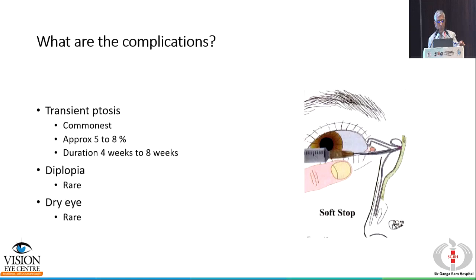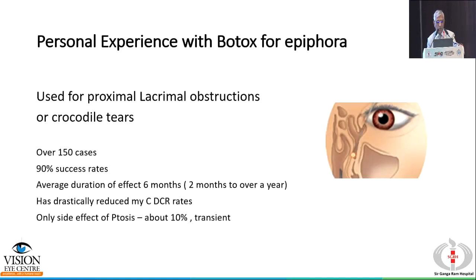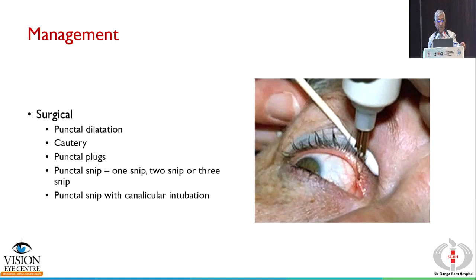So transient ptosis is the only common complication, in about 8% of cases. Other complications are rare. This would last only about 4 to 6 weeks. And we have done over 200 cases now, with very high success rates of over 90%, with an average duration of 6 months.